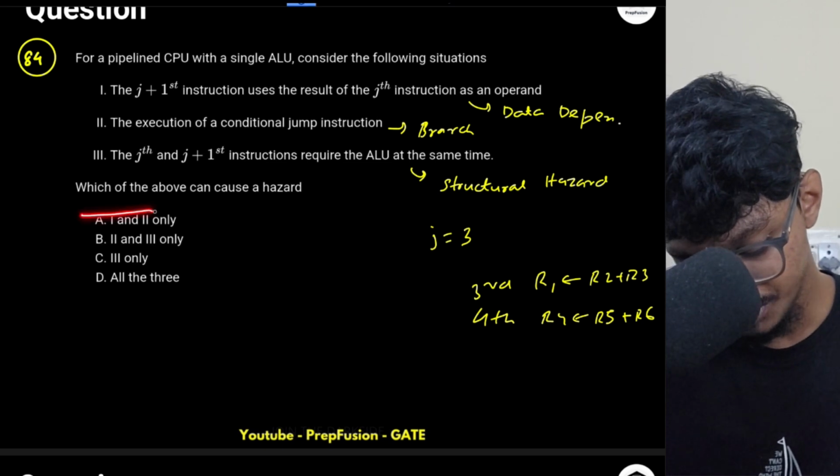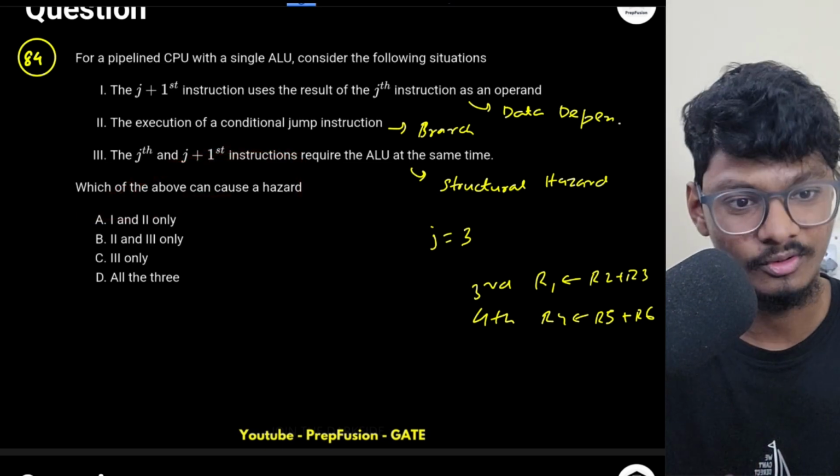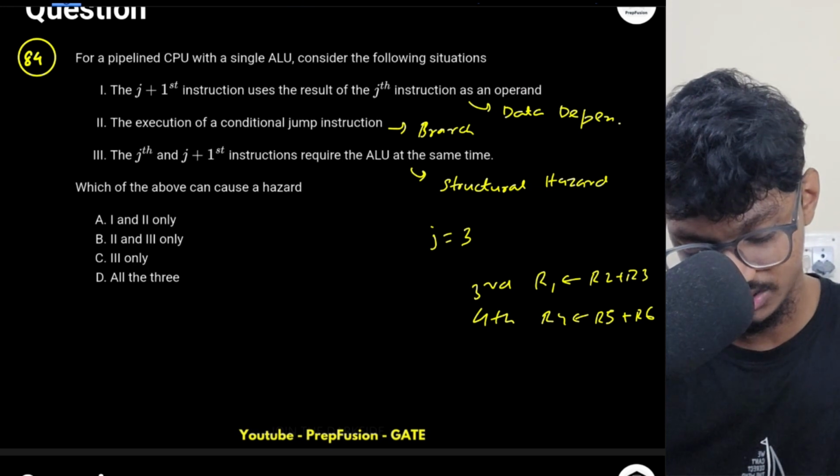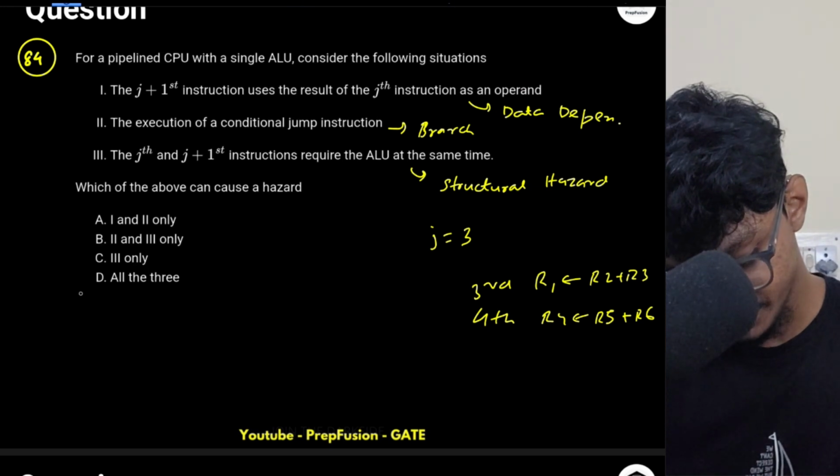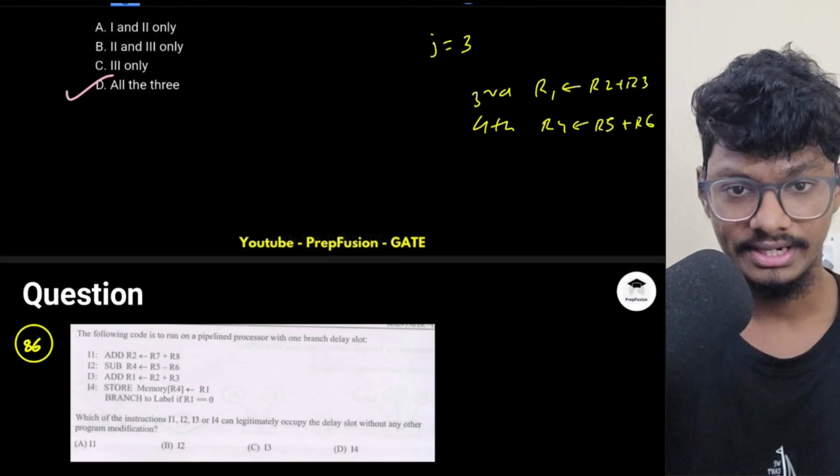What are they telling? Which of the following can cause hazard? All of them can cause hazard. These are the 3 different types of hazards, so all of them obviously can cause hazards. So option D will be correct. So let's solve the next question.